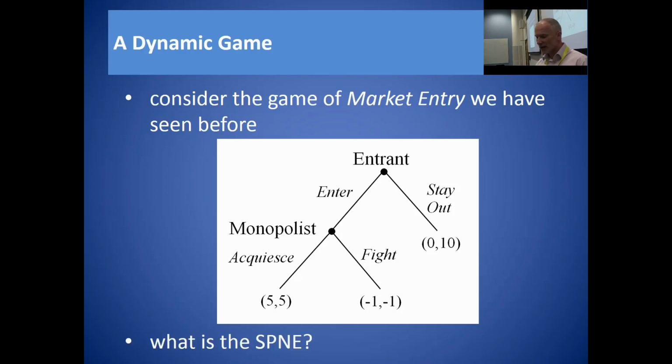So that's our game of market entry. Now, if I had to throw that at you, what would be the subgame perfect Nash equilibrium of that game?